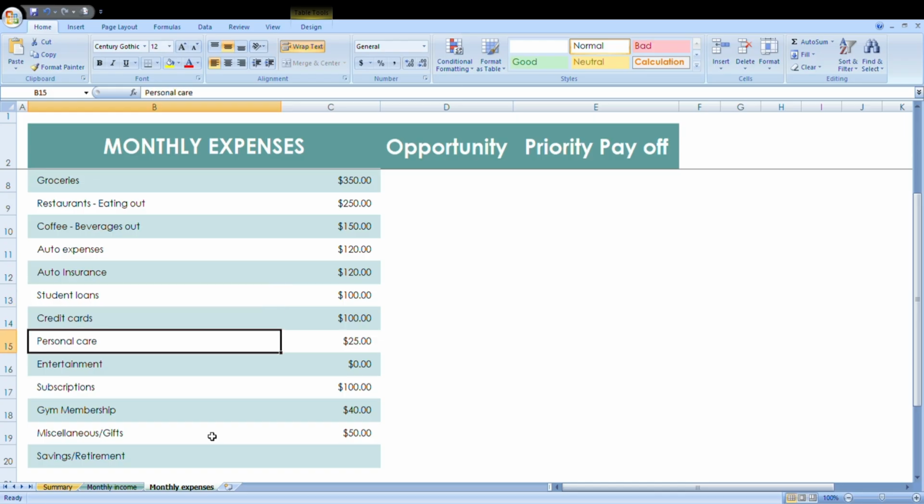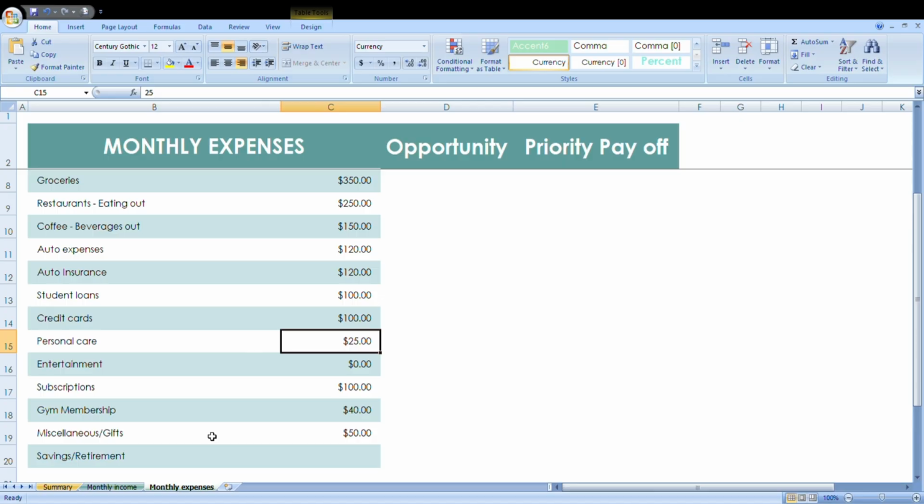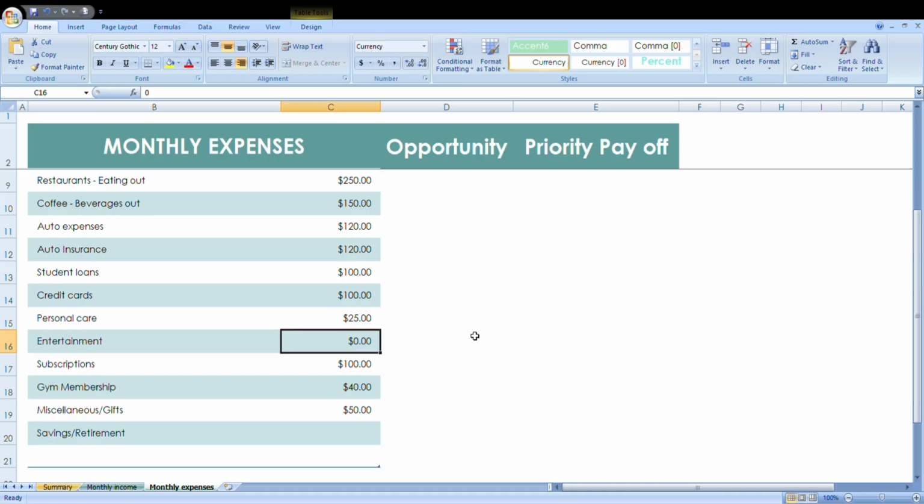Now that amount is very low because the person in this example didn't go get their hair cut very often. So this is very low. But some people, this might be higher. This would probably be like nail care, pedicures, stuff like that. Entertainment was zero for this person. They don't really go out to plays or movies, anything like that.